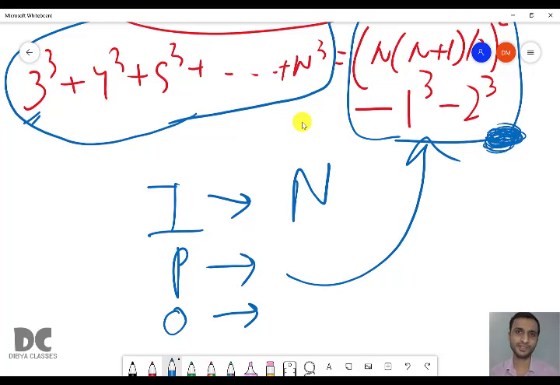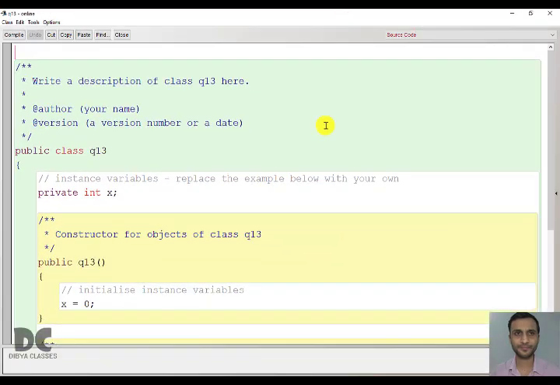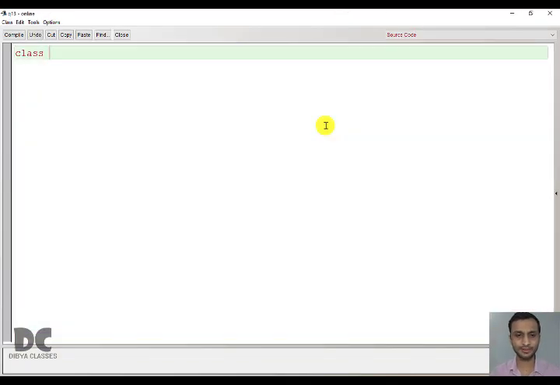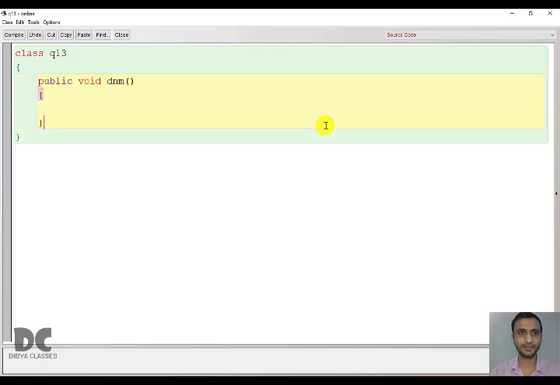So let us do this in BlueJ. So first we'll create the class, then write the skeleton, public void DNM. The skeleton is done. Now we'll do the input. Here the input is n, the last natural number you can say.